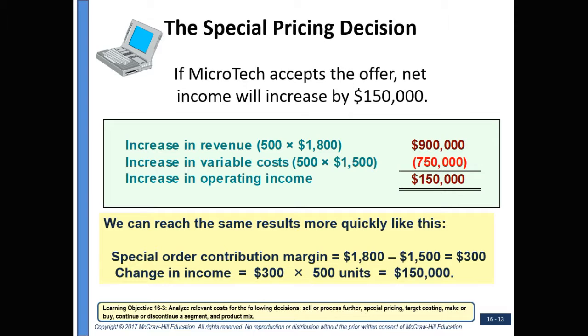We can reach those same results much more quickly by using a contribution margin calculation. Special order contribution margin per unit is going to equal 300. That is 1,800 minus 1,500. Therefore, operating income will increase by $150,000: $300 per unit multiplied by the 500 units.